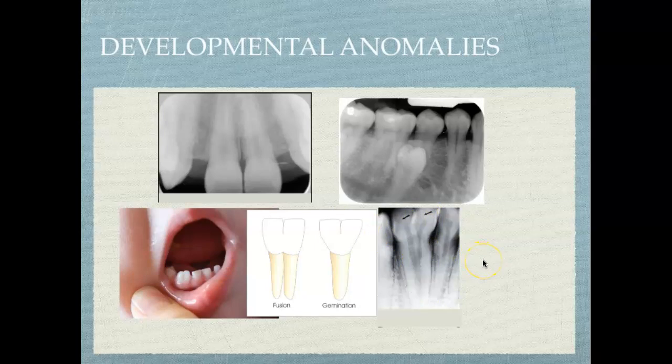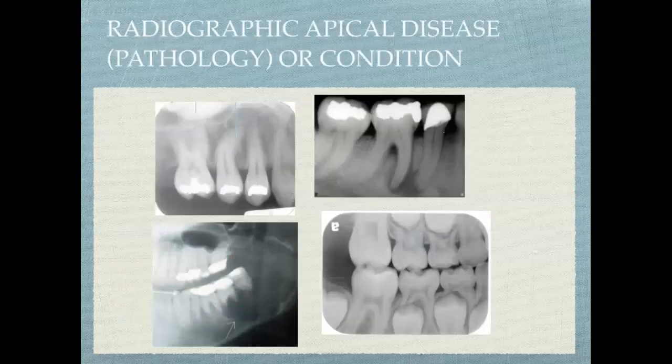So if you were unaware of what a gemination tooth or a fusion tooth looks like on a radiograph, you might think that the patient moved and you have a blurry image, which is still possible, but not quite to this degree. Another importance of being knowledgeable about radiographic interpretation.